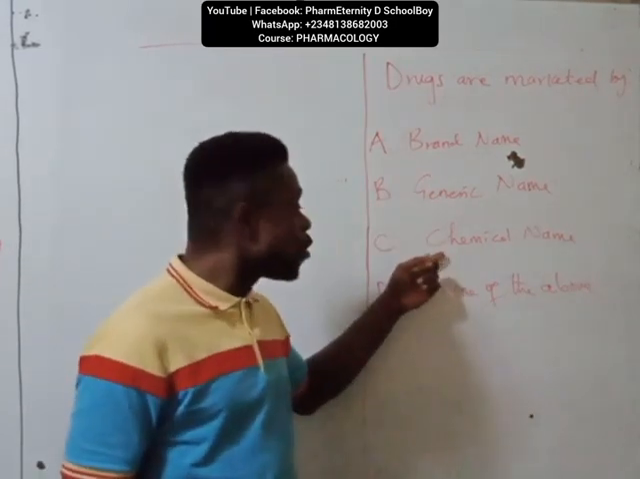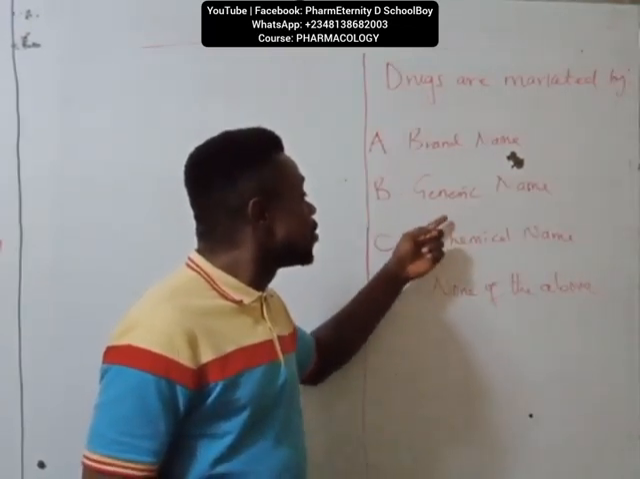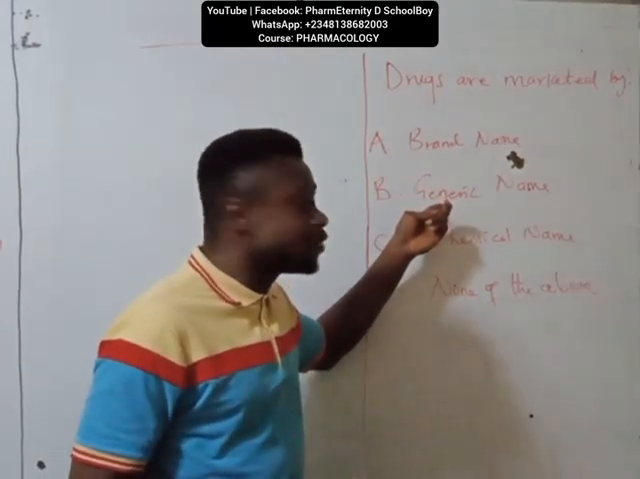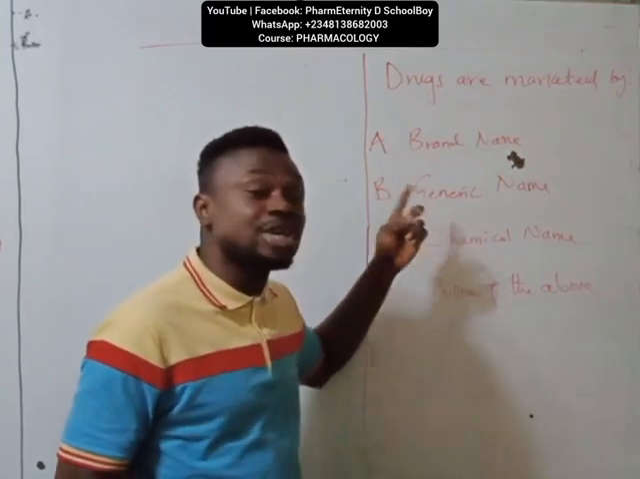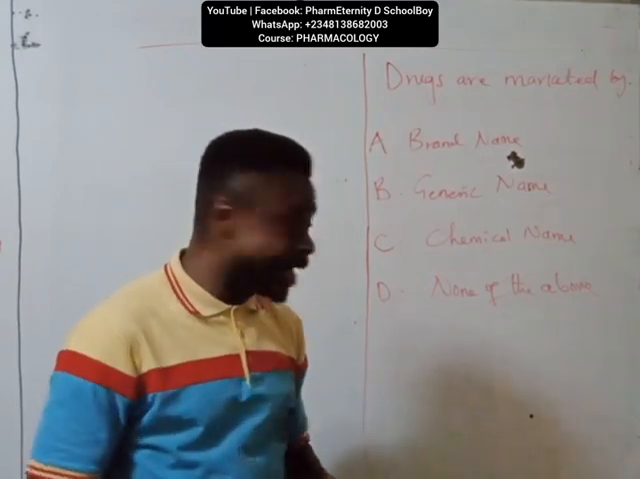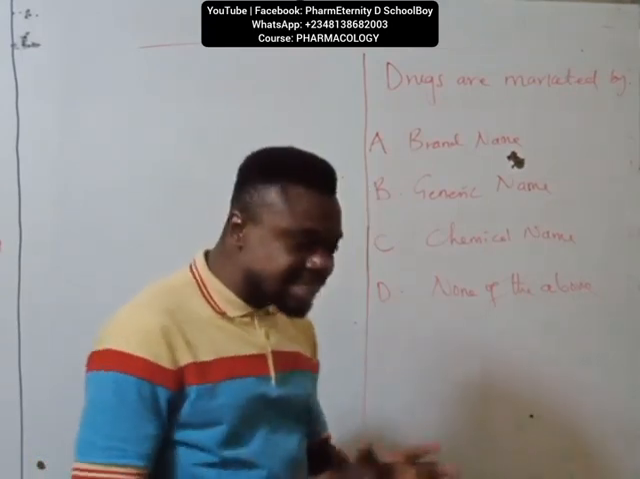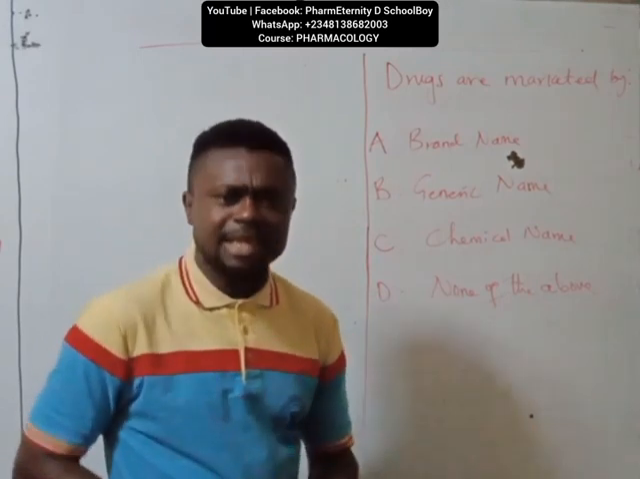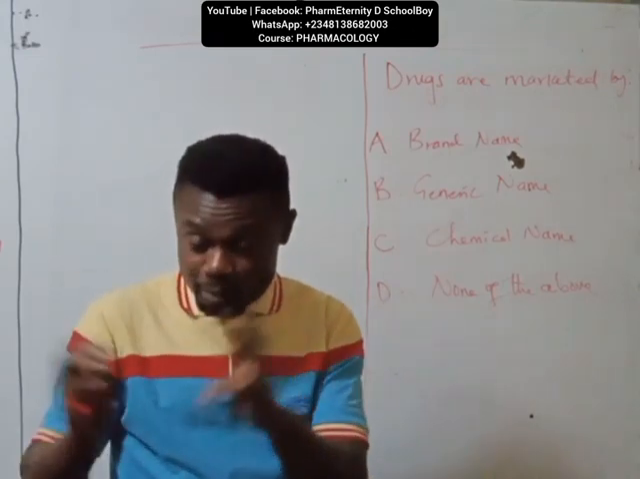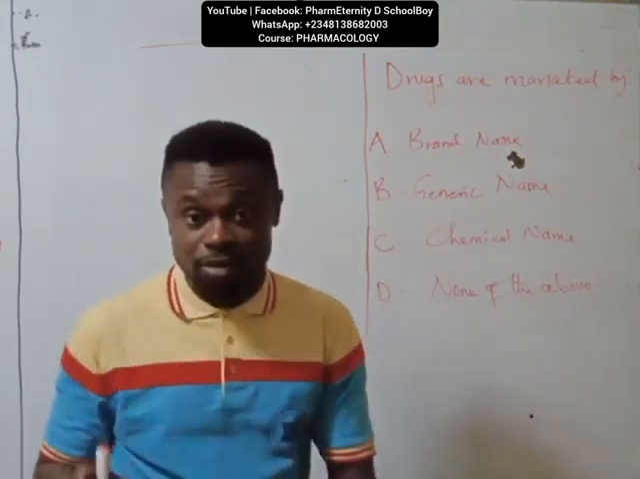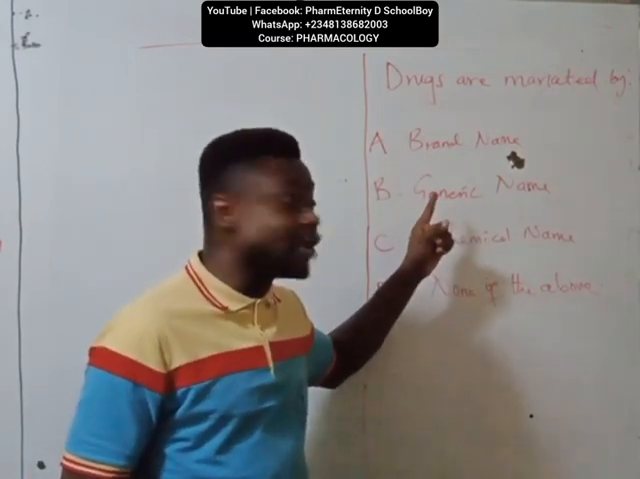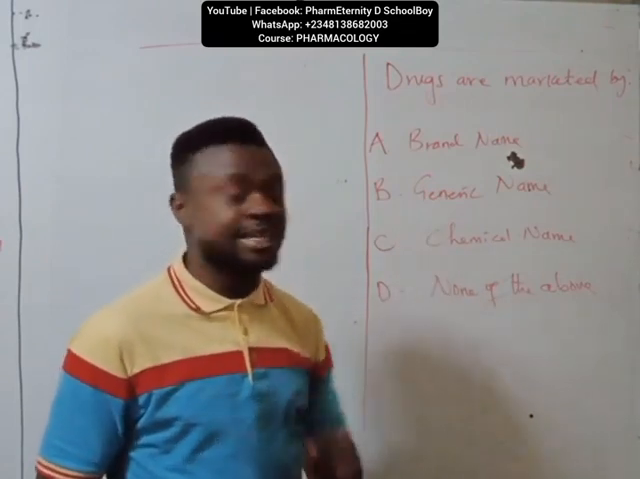The developers will come up with the chemical name, and now they will seek the name to be given by the WHO. So the WHO gives the INN, the International Non-Proprietary Name. Now, this name is at least shortened. It can be gotten from the chemical component of the drug. You can shorten it from the chemical component of the drug. That is basically where they get most of the generic names.